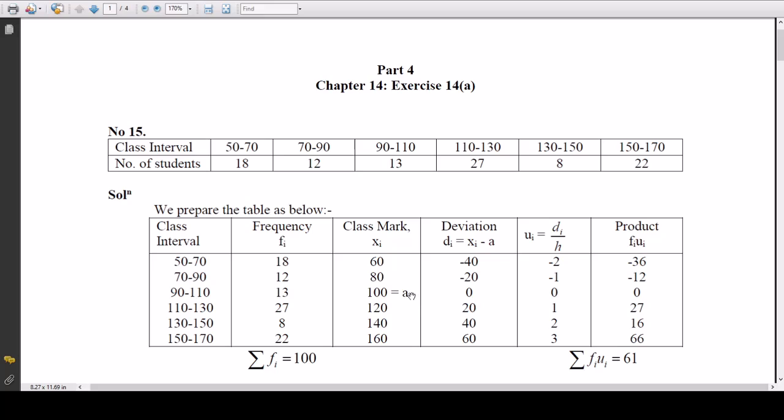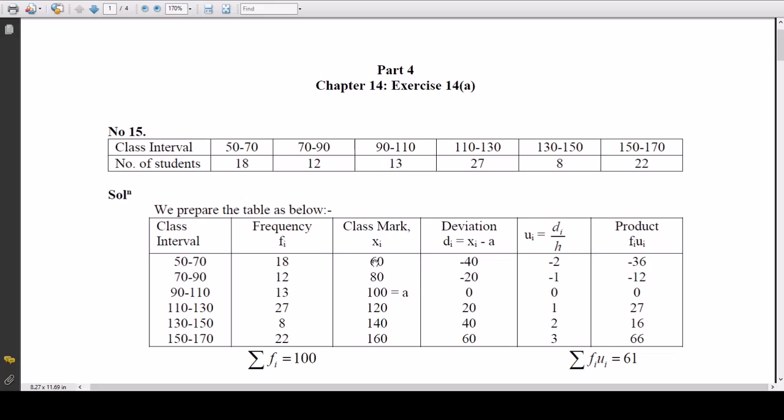While calculating using the formula for finding the mean, we'll get the accurate mean. This is the assumed mean; you just take 100 to be the assumed mean. Once we take this a, we'll find the deviation. Deviation di is given by xi minus a. What is xi? It is the class mark. What is a? It is the assumed mean that we have already taken to be 100.